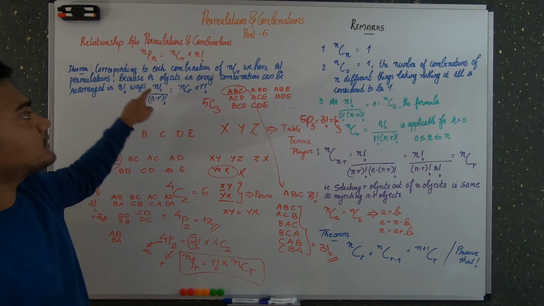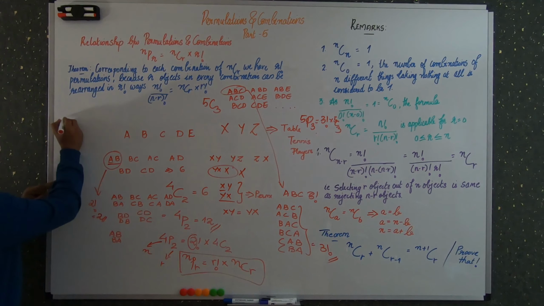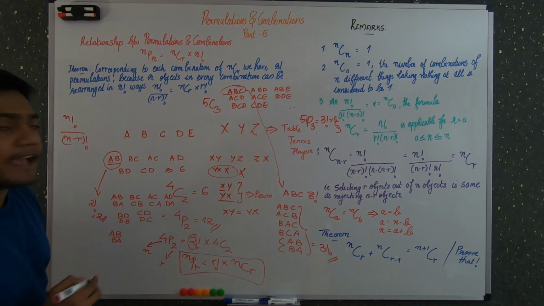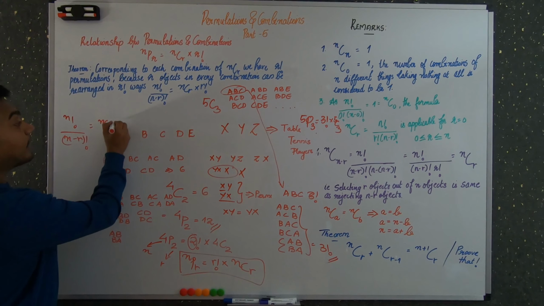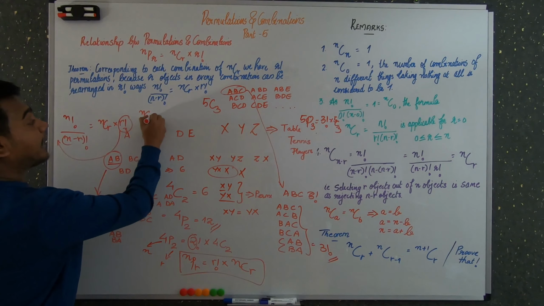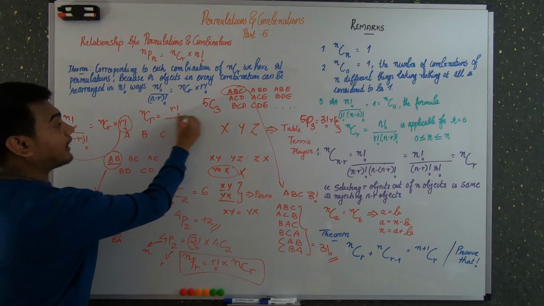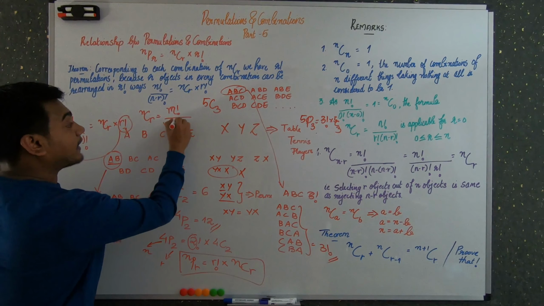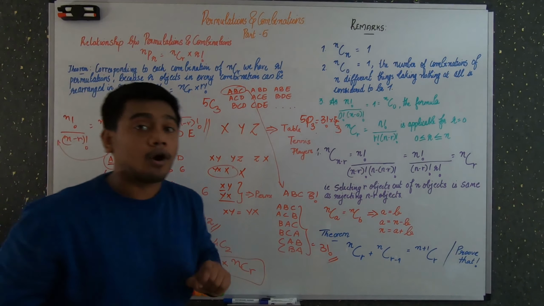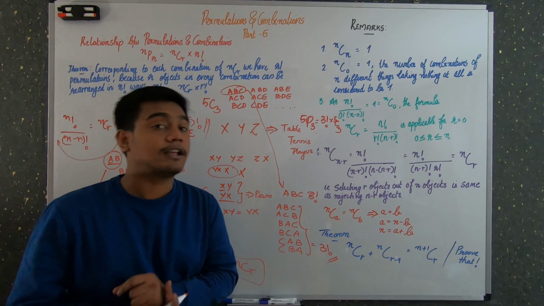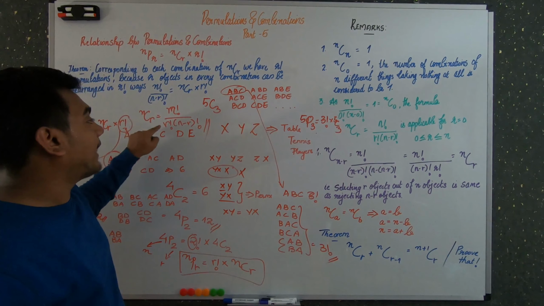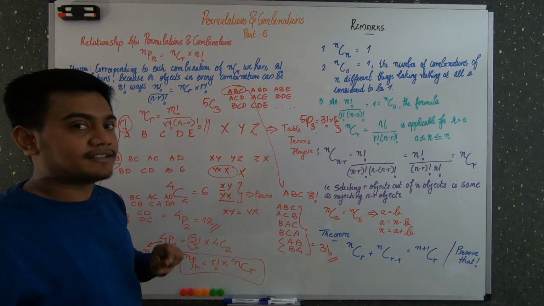So what was the formula for this? NPR is N factorial by N minus R factorial, right? And now we have to find the formula for NCR into R factorial. Just take this to the other side of the equation. So what happens? NCR is equal to N factorial by R factorial into N minus R factorial. From this you now have the formula for combinations: NCR is equal to N factorial by R factorial into N minus R factorial.